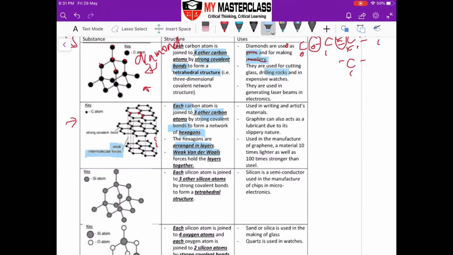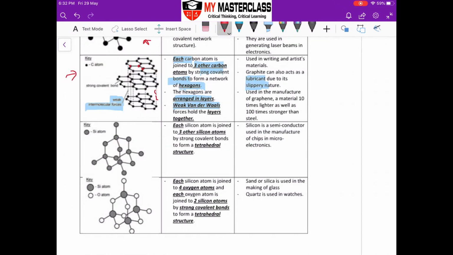These weak van der Waals forces, or weak intermolecular forces of attraction, are caused by the last valence electron that was not used in covalent bonding and is delocalized between the layers. Because there are weak intermolecular forces between the layers, we use graphite as a lubricant because it is slippery. The attraction force is weak, so it becomes slippery.